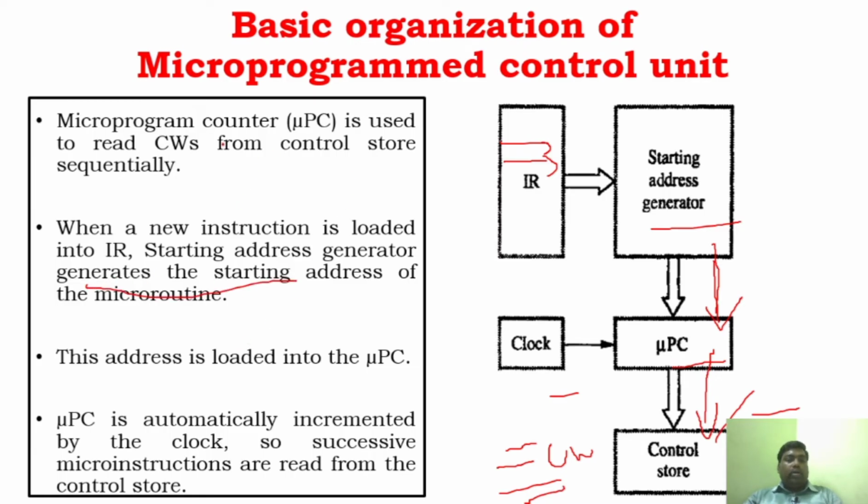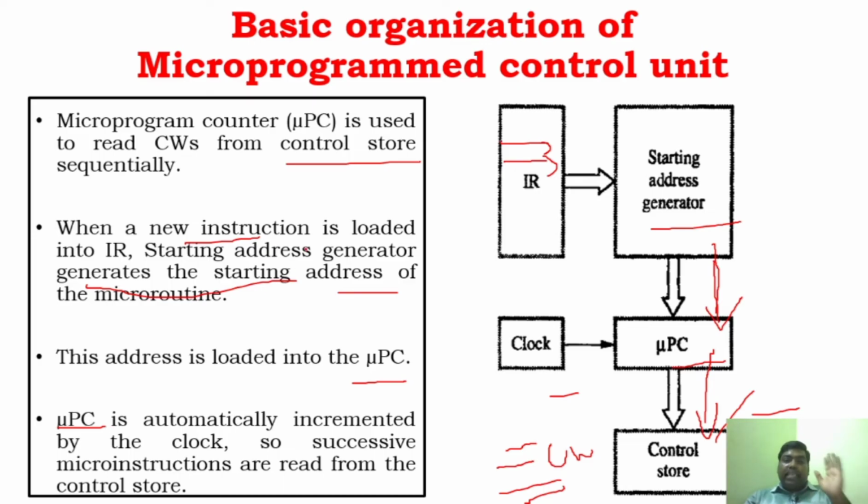The control store will store the information of all the control words, and they will be fetched sequentially. Whenever there is a new instruction, the starting address generator generates the address of the microroutine, the address is loaded to the microprogram counter, and the microprogram counter is automatically incremented for every clock cycle. This is what I have explained.